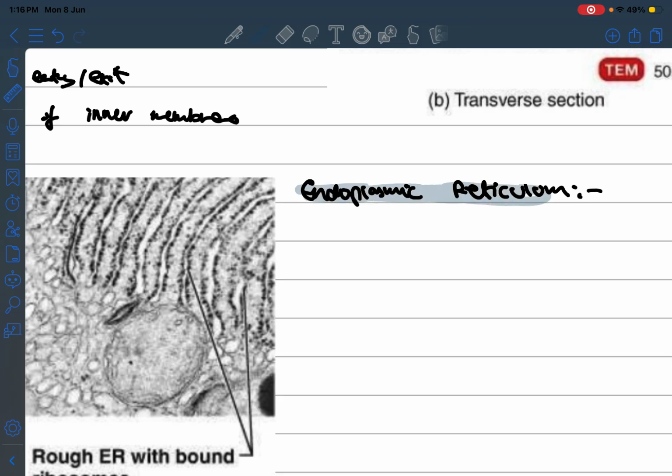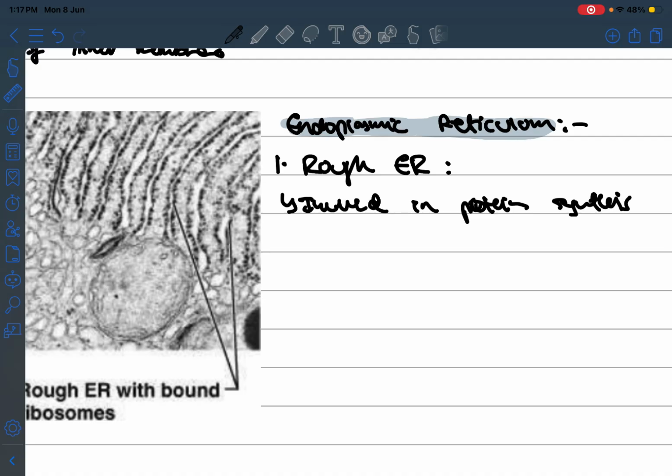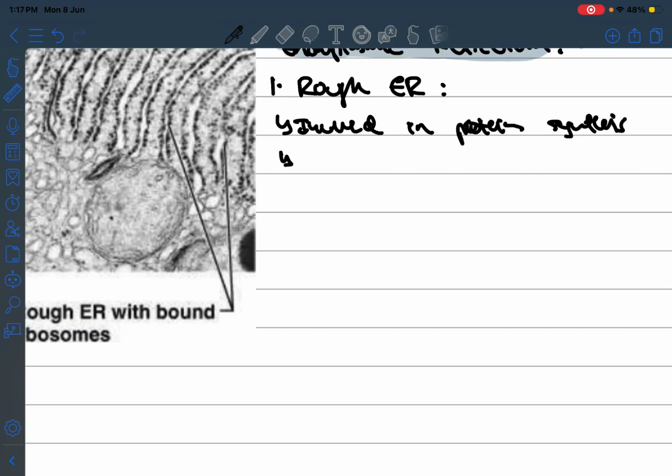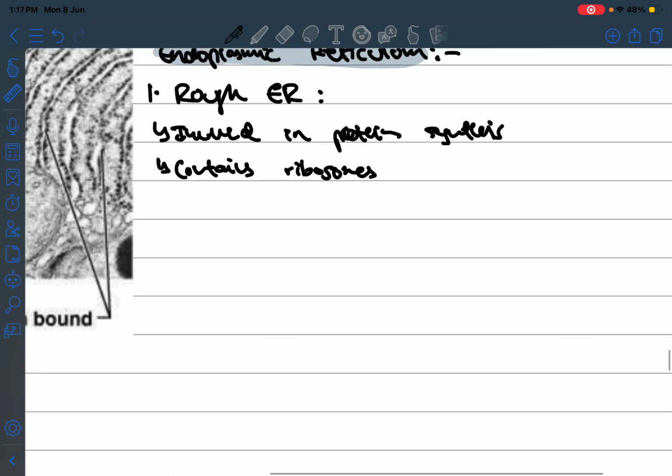So there's two variants, as we know. The first one is the rough endoplasmic reticulum. I'm just going to write ER, that's endoplasmic reticulum. Now this is involved in protein synthesis, and that's a huge process we'll get into later in biochem. But just note that it's involved in that process. In addition to that, it contains ribosomes, because ribosomes are the organelles involved in protein synthesis. Their main function is protein synthesis.